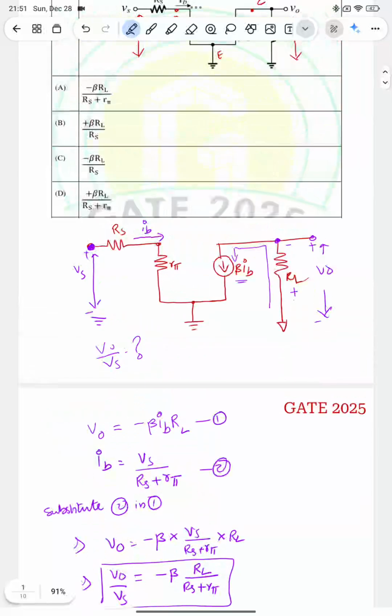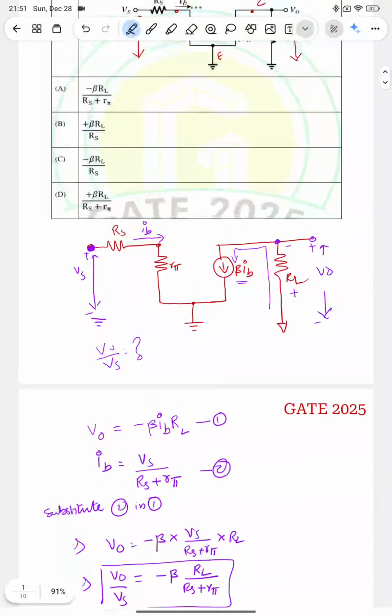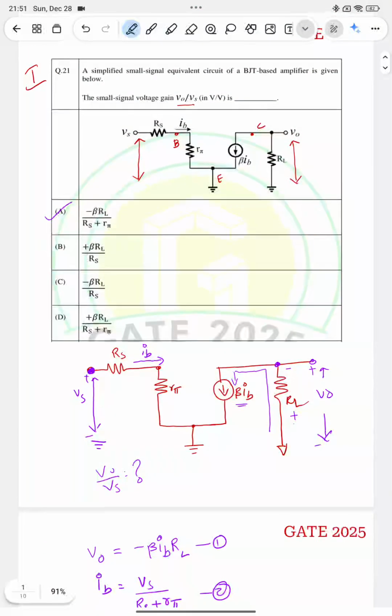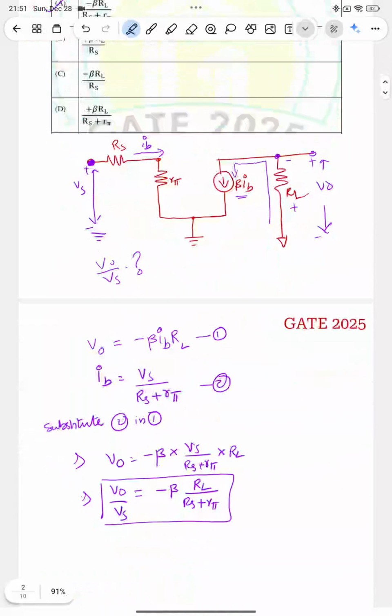If we see the given options, the right answer is option A. So the answer of question 21 is option A, minus beta RL by Rs plus R pi.